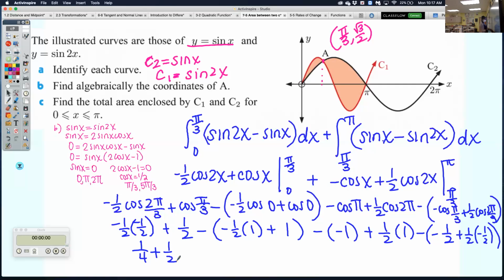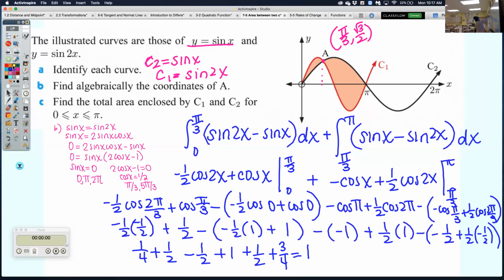Negative 1/2 times 1 is negative 1/2. Add 1 gives me a positive 1/2, so I'm just going to have a minus 1/2 there. That becomes a positive 1 plus 1/2 minus a negative 1/2 times a positive 1/2, which is a negative 1/4. When I add a negative 1/2, that's going to give me a negative 3/4. But then that negative is going to make it a positive, so I have a positive 3/4. Then when I combine 1/4 and 3/4, that is 1.